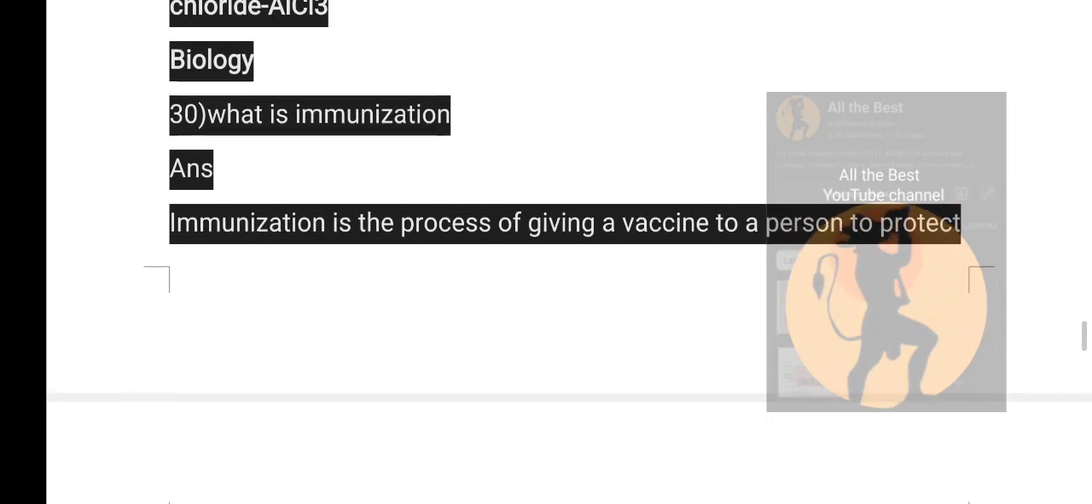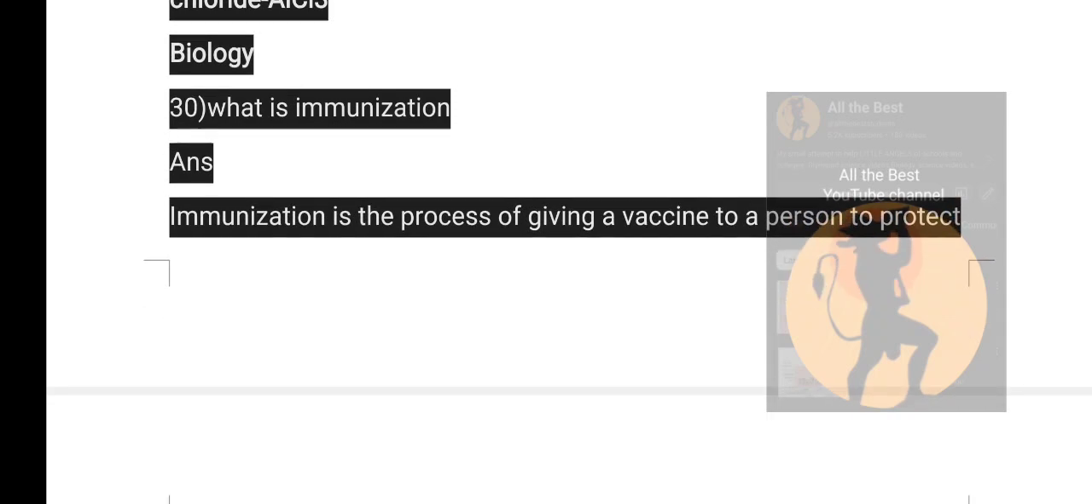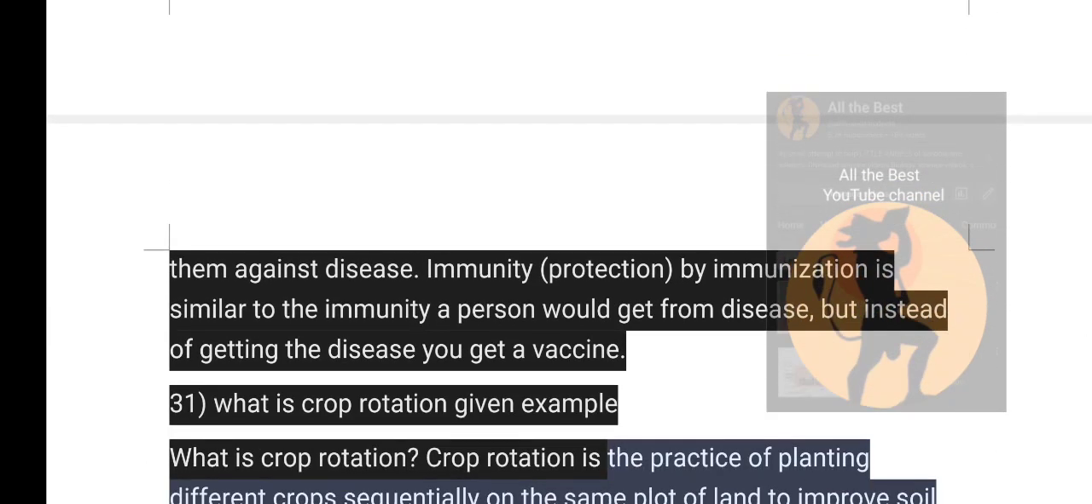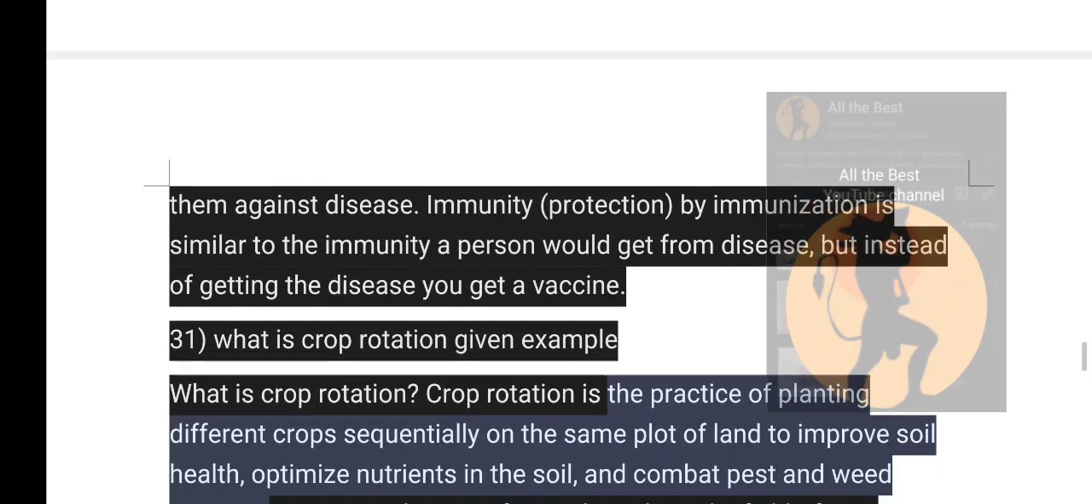Next we come down to biology. What is immunization? Immunization is the process of giving a vaccine to a person to protect them against disease. Protection by immunization is similar to the immunity a person would get from the disease, but instead of getting the disease, you get a vaccine.